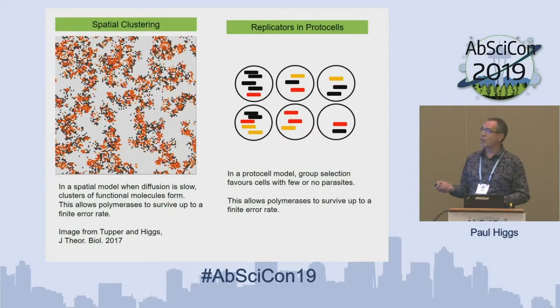So that's group selection, right? Selection works at the level of cells as well as at the level of molecules, and it's the group selection at the level of the cells that favors the survival of the polymerases.